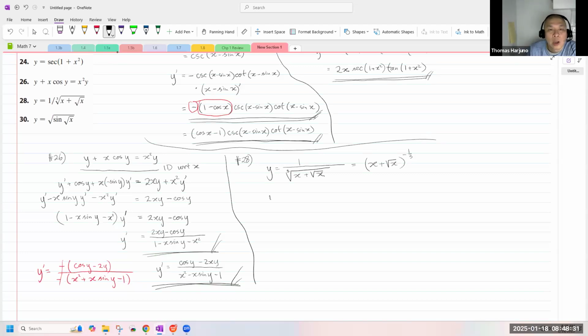So y prime will be negative 1/3 times x plus square root of x to the power of negative 1/3 minus 1, which is negative 4/3, times the derivative of the blah. Now from there I get negative 1/3 times x plus square root of x to the power of negative 4/3 times 1 plus 1/2 x to the negative 1/2.